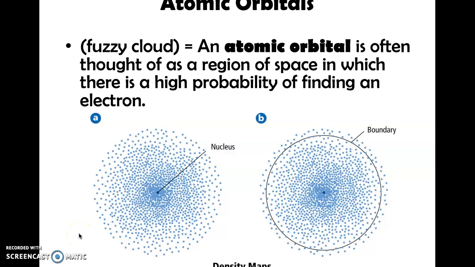So the fuzzy cloud, an atomic orbital, is often thought of as a region of space in which there is a high probability of finding an electron. So again, we're back to the probability. We're not guaranteeing that we're going to find an electron because they continually move, and they move very quickly. Faster than you can blink, they've already made several hundred revolutions around the nucleus. It's hard to believe, but that's how quick they move. So what we got then is density maps, and we sort of create these boundaries. You see our nucleus is solid there in the middle, and we'll create different layers, if you will, sort of like an onion. And so we're going to look at those energy levels.